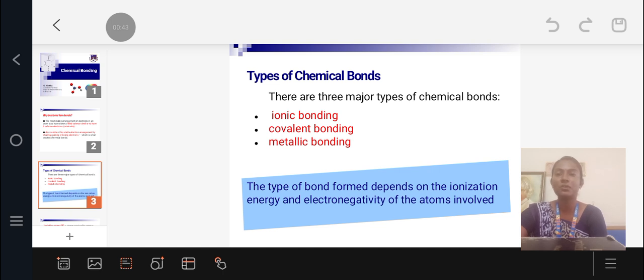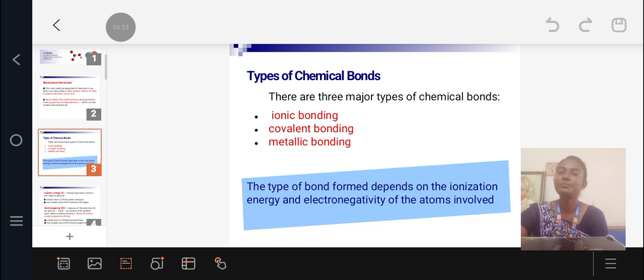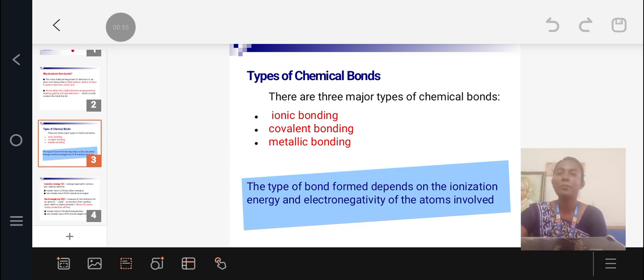Types of chemical bonds. There are three major types of chemical bonds. First one is ionic bond, second one is covalent bond, third one is metallic bond. The type of bond formed depends on the ionization energy and electronegativity of the atoms involved.